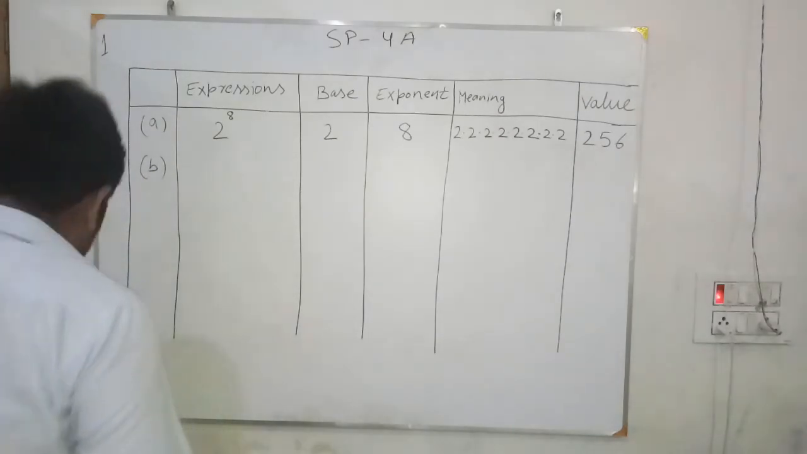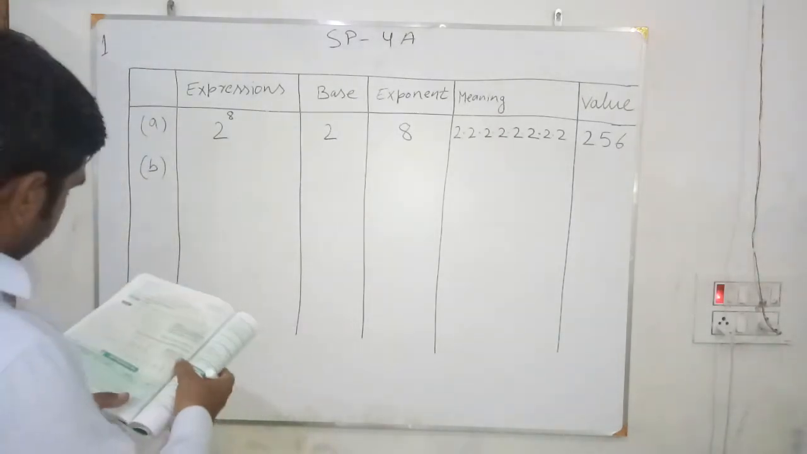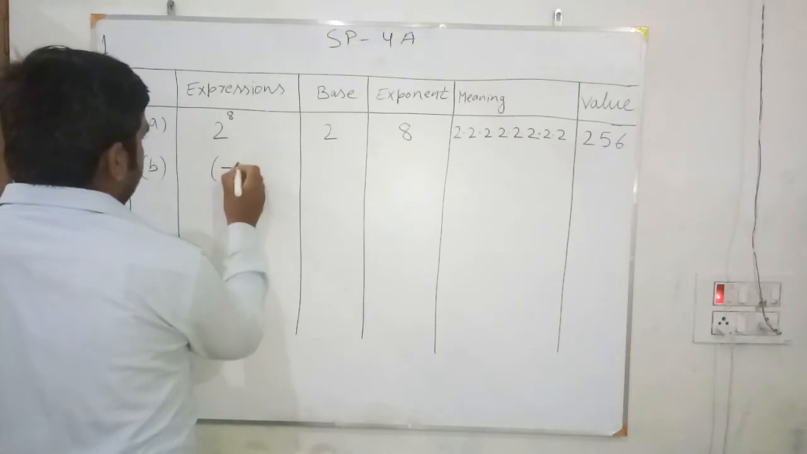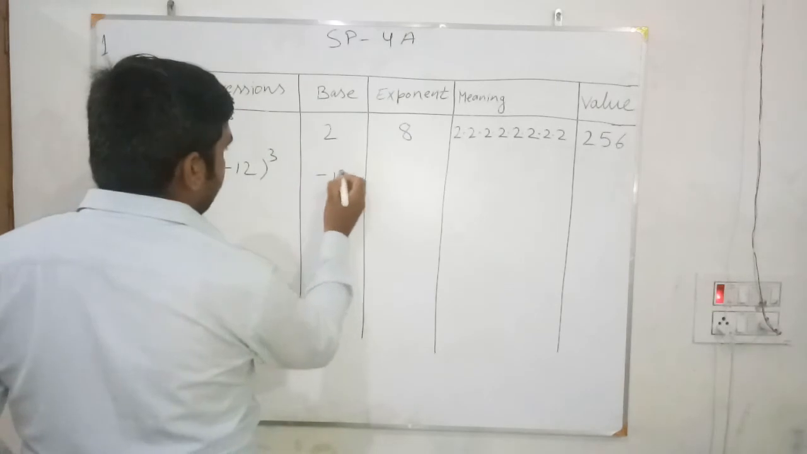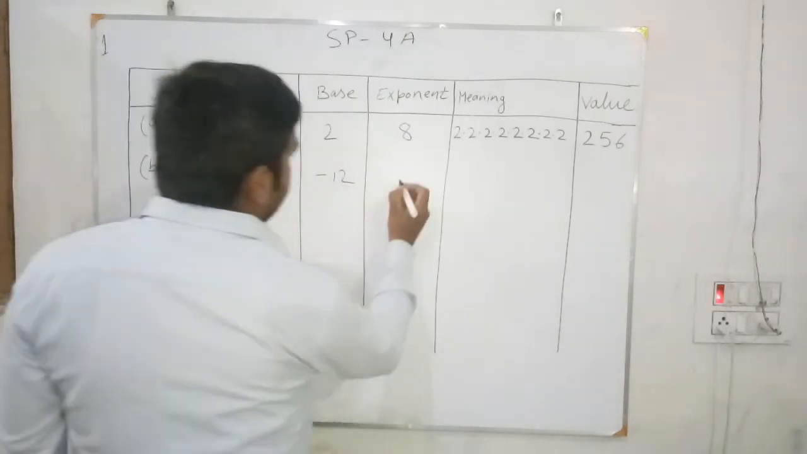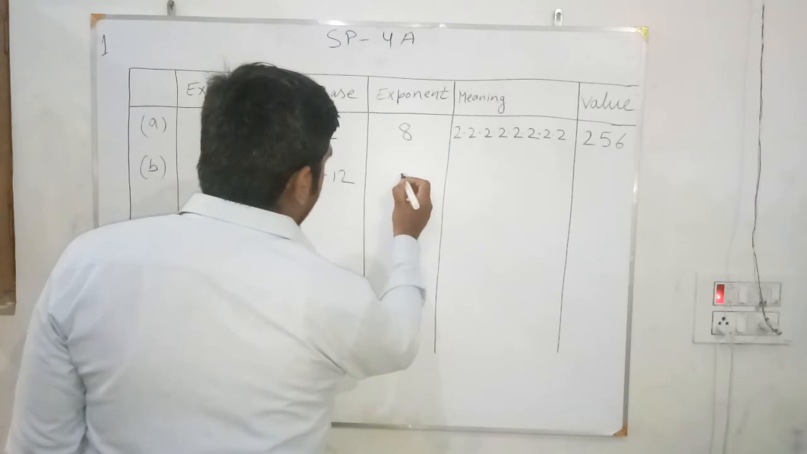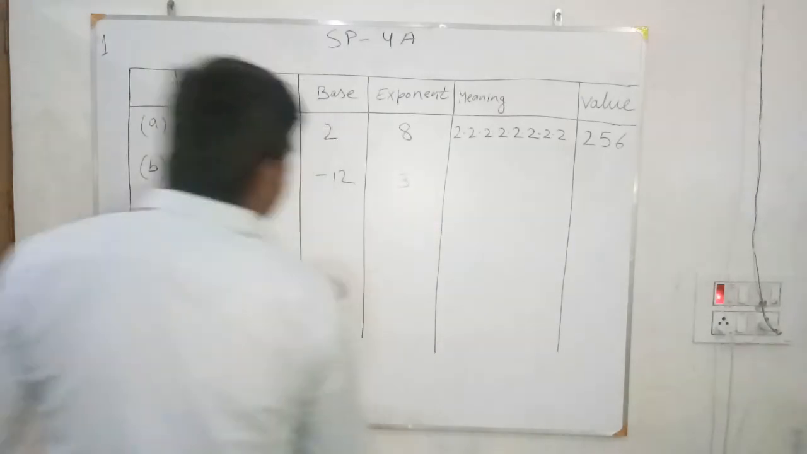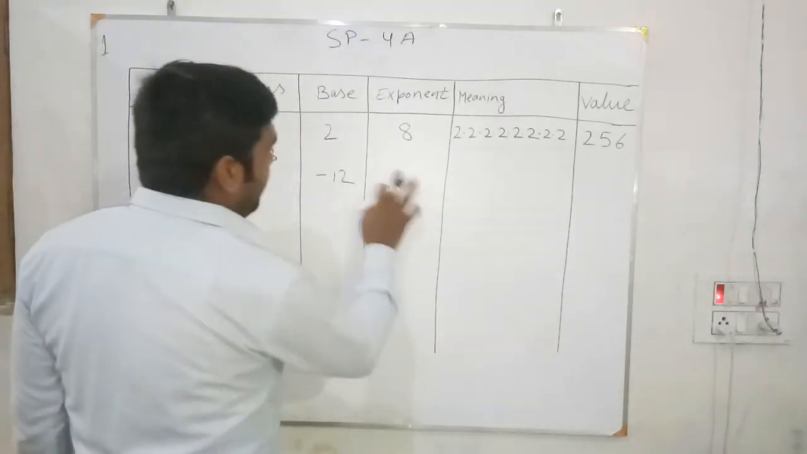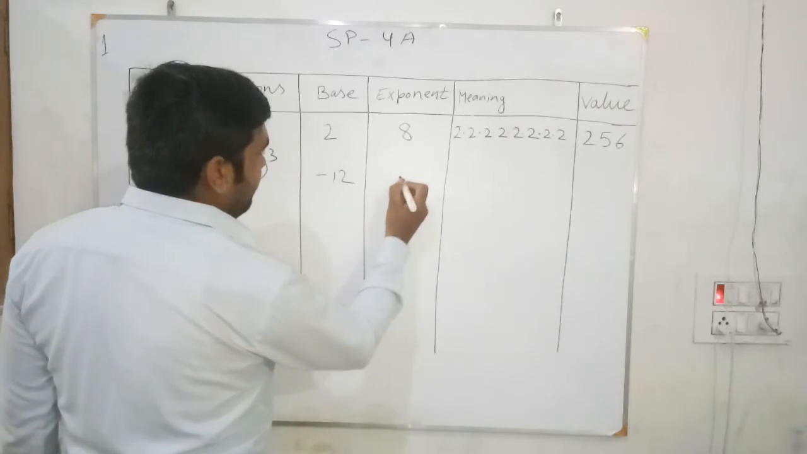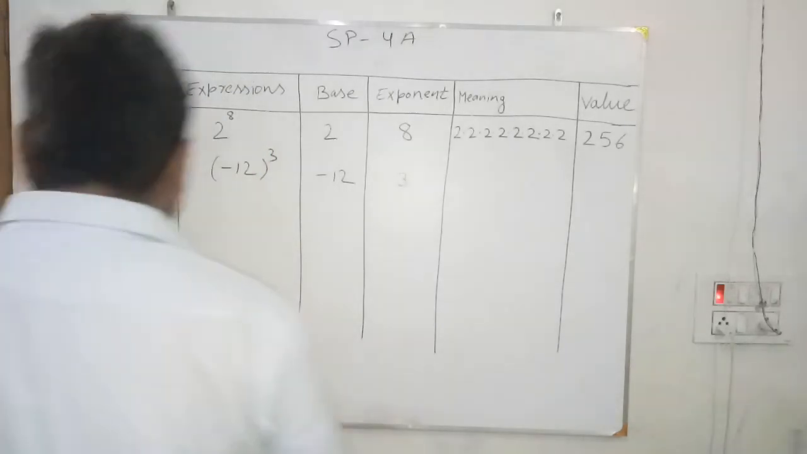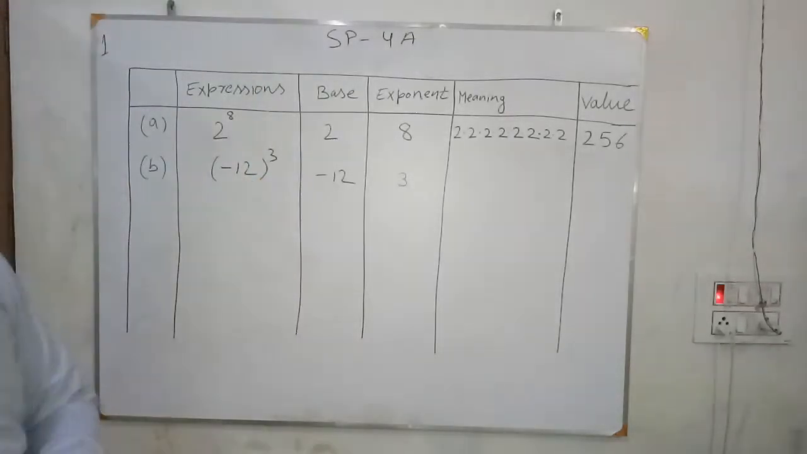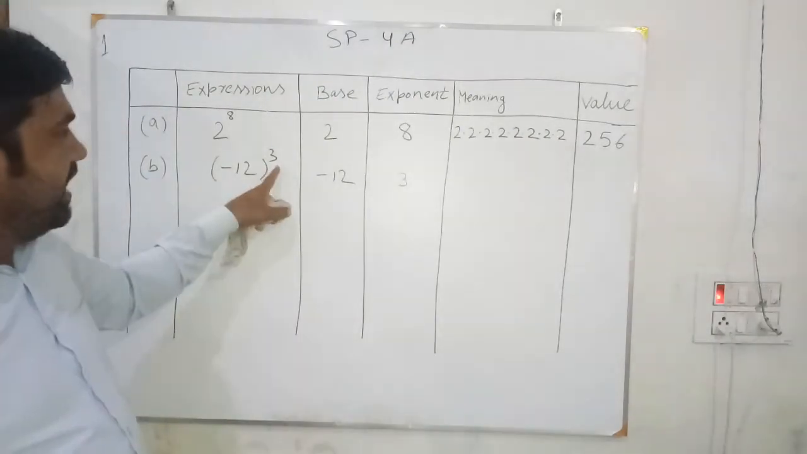Similarly, we do question B, that is minus 12 to the power 3. The base is minus 12 and the exponent is 3. What is its meaning? It means the base is multiplied by itself 3 times.